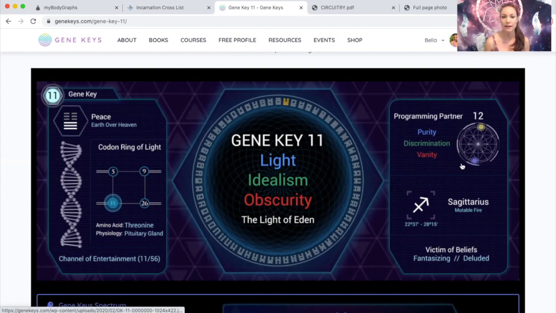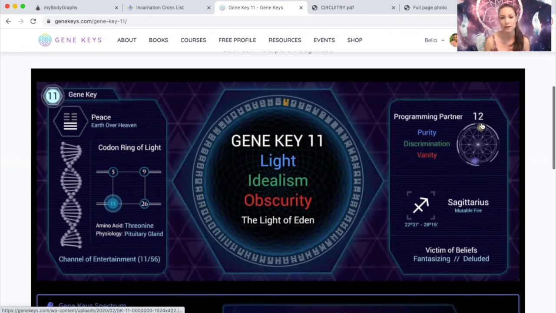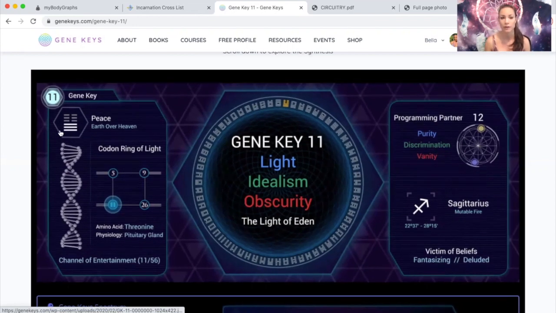And you can see again, we have here the programming partner. Like I said, 6 months ago, we were on the other side of the wheel in the 12, and now we're going around, and we are in the 11s. They are programming each other. They are mirror opposites. If you look at the lines as well, wherever the 11th hexagram has a full line, you're going to see that the 12 has a broken line.